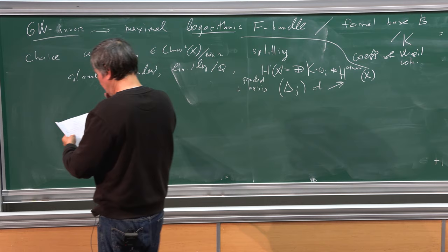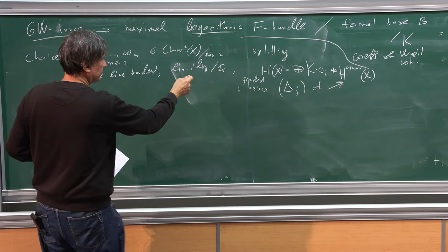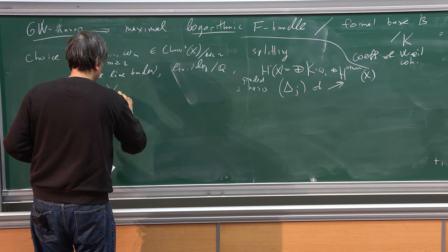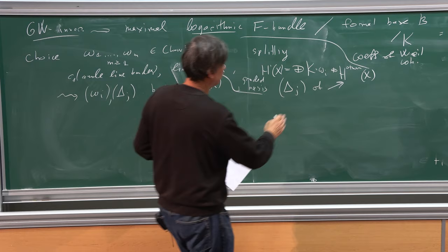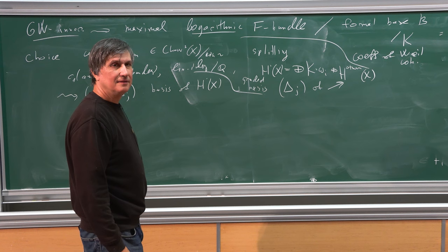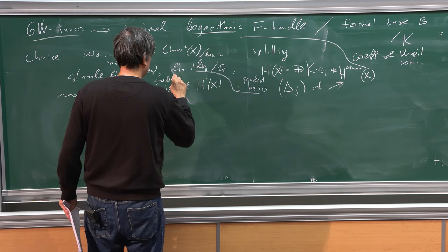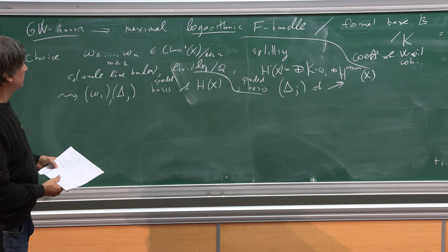So when you make this together, you see that omega I and delta j form a basis of all cohomology group. You mean of H2 or of H? No, basis of everything. Graded basis? Of graded basis, yeah. But some of the delta j's will be in degree 2? Yeah, some delta j could be in degree 2.